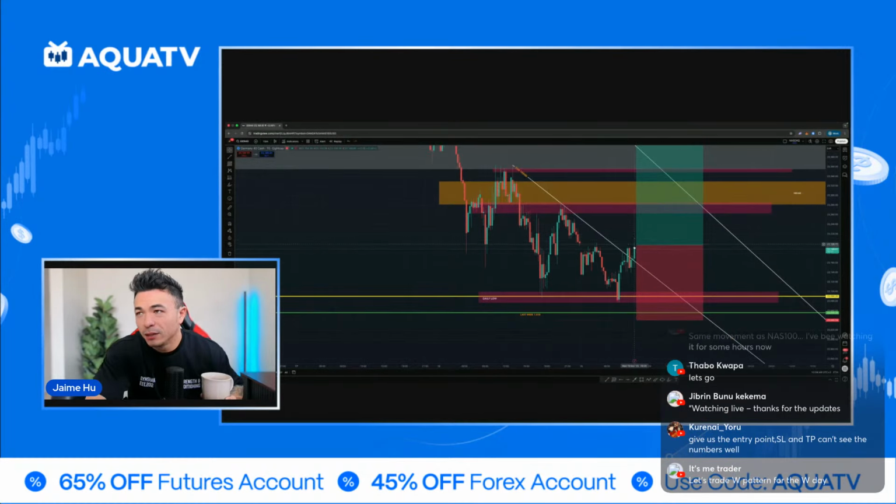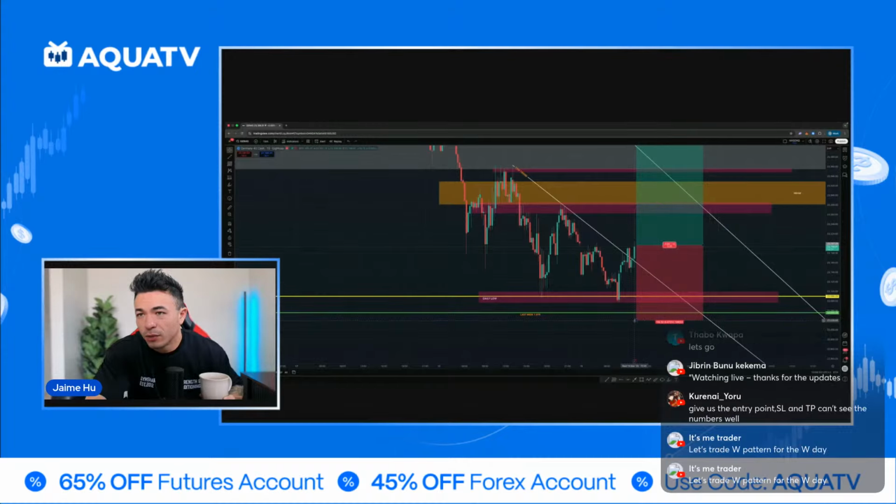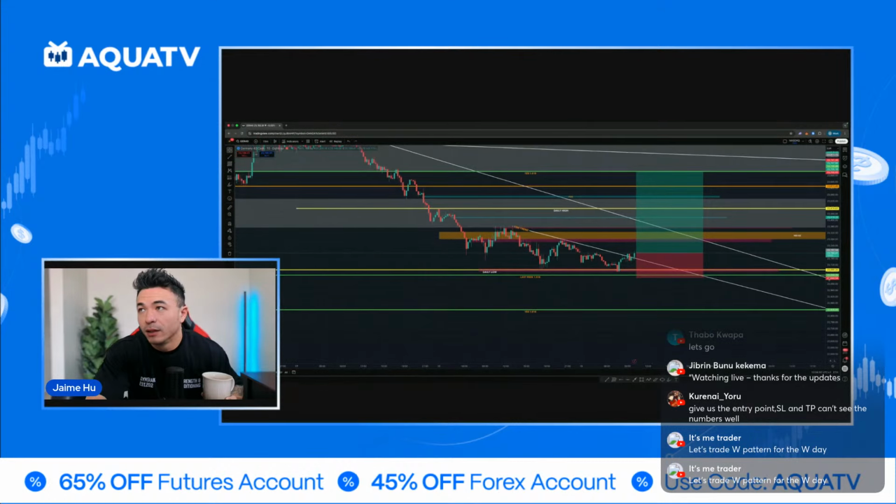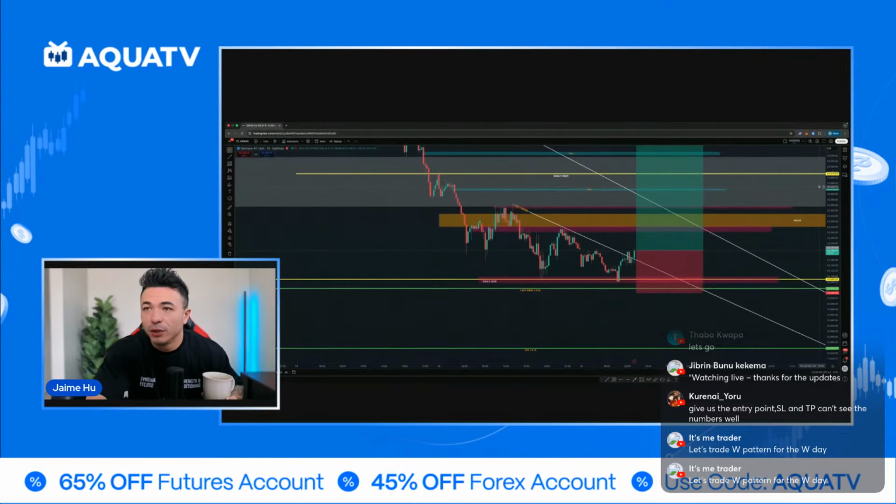Entry point might differ. So stop loss would probably be around 23,040. Final TP, and it's obviously quite a reach, but 23,700. And then entry points could either be 23,160, or worst case scenario would be 23,260. But 160 would be very ideal.